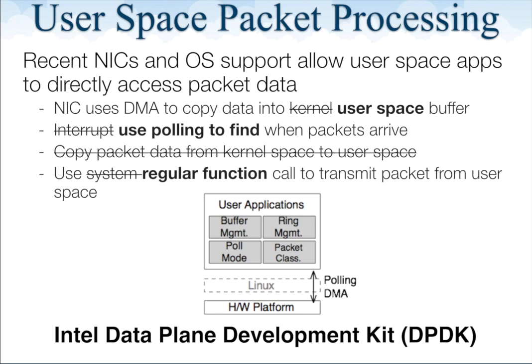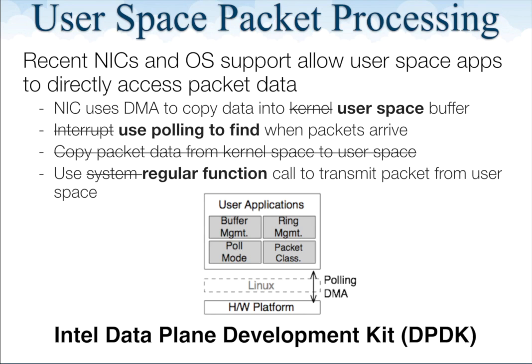To do this, we're making use of a software framework called Intel Data Plane Development Kit, or DPDK. What this does is it uses some recent advances in network card technology to make it so that the packet data can go directly from the network card to a user space buffer. So we have a special driver for the network card, and it will DMA the data, bypassing the kernel and going straight into user space. Then instead of having interrupts, we will have this user space framework use polling to find out when packets arrive.